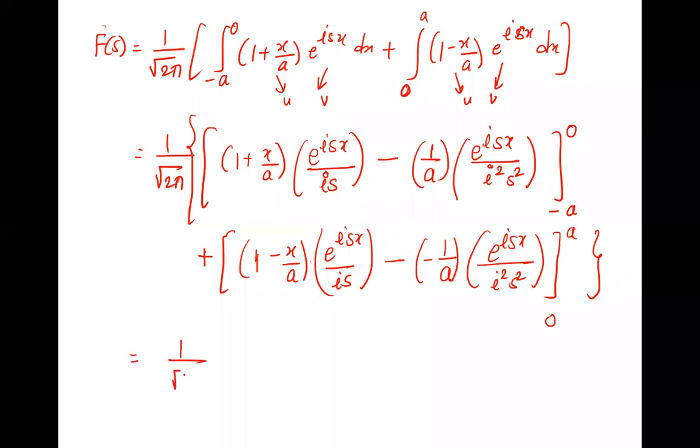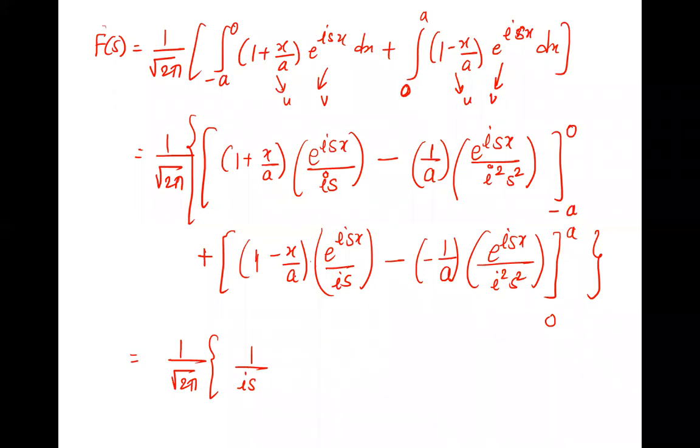1 upon root 2 pi as it is out. If the upper limit is 0, so x is 0. So 0 upon this is 0. So 1 into e raised to 0, 1 upon is. 1 into 1 upon is. So just 1 upon is.